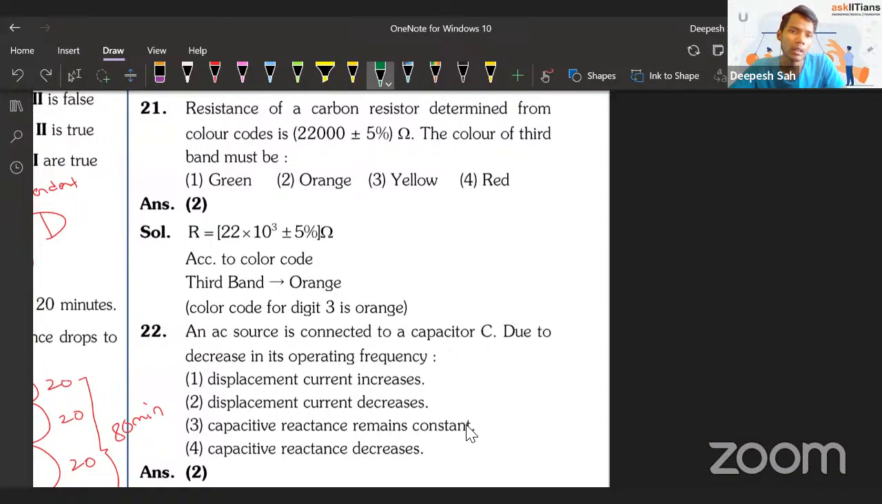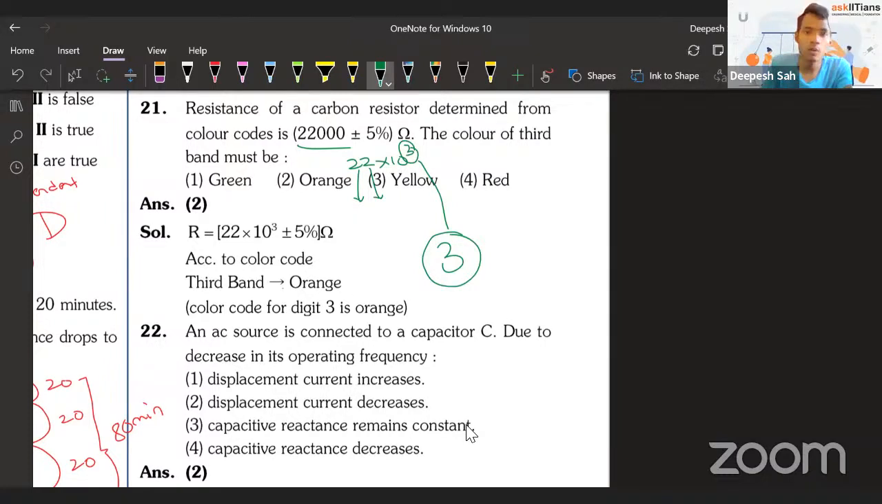Resistance of the carbon resistor determined from the color codes is this. The color of the third band must be, okay, this is a good one. If you see this, usually we write it like 22 into 10 to the power 3, because each thing over here has a proper value. So this represents a color, this represents a color, and this represents a color. Now, as you can see, the code is 3, and this is the third band.